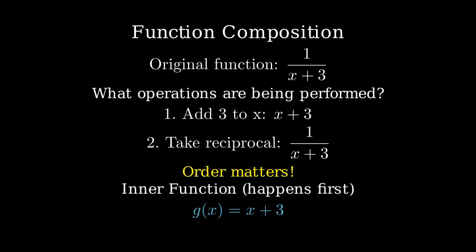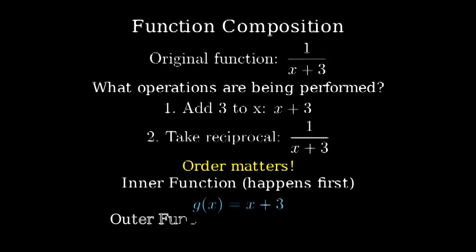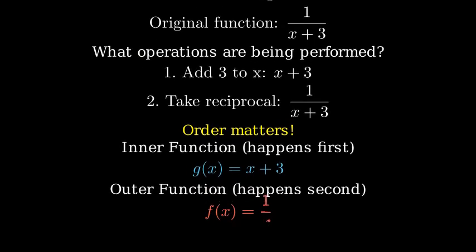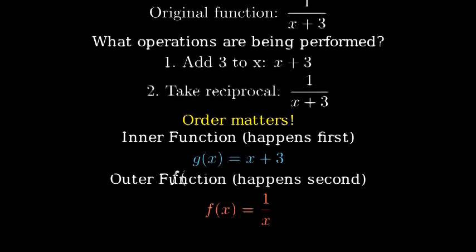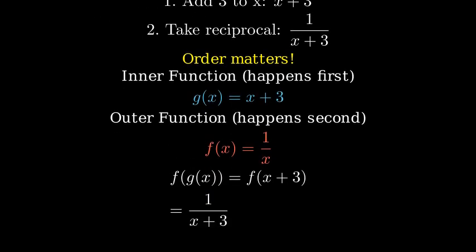The outer function f of x will be the operation that happens second. So f of x equals 1 over x. Let's verify this works. When we compose these functions, we get f of g of x equals f of x plus 3 equals 1 over x plus 3, which is our original function.